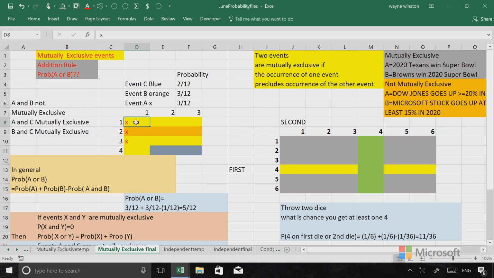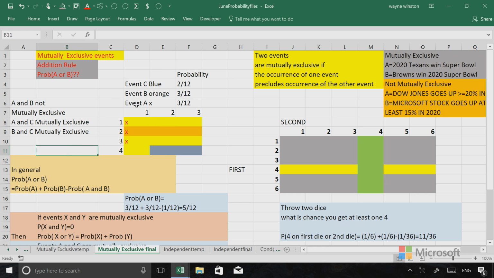So here we have 12 points in the sample space. We've got 4 rows and 3 columns. Assume each point has the same probability, which would mean 1/12. So let event A be the X's here. That has a chance 3/12. Event B are the orange ones. That has probability 3/12 because there's 3 orange cells. And then event C is the blue. That's got probability 2/12 because 2 of those cells are blue.